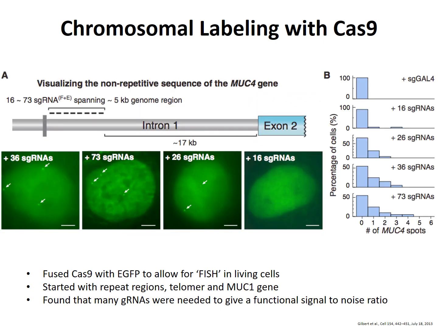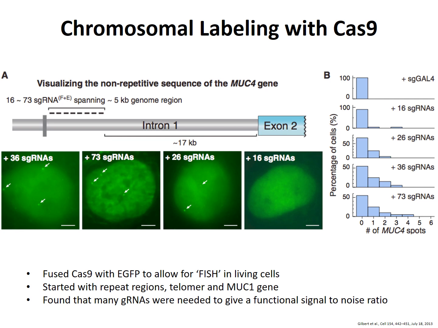And then what they figured out is the number of guides you had to have in a small region of DNA to actually get that signal high enough to see punctate spots in a cell. And essentially with this first iteration of the system, what they found is they need about 16 to 26 guide RNAs in a single area to actually get the signal high enough to see these locations.